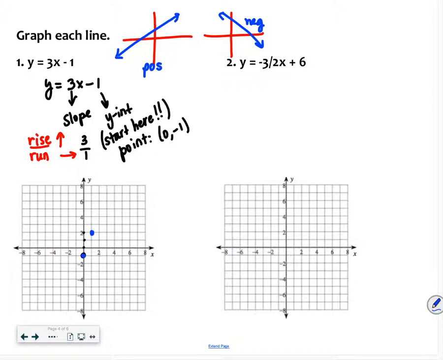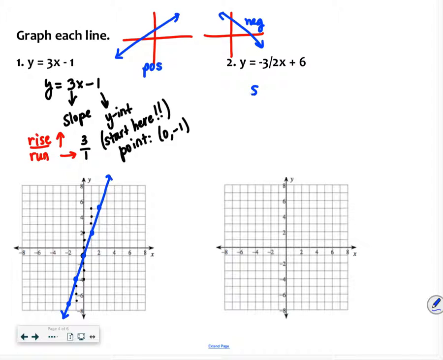So once we have that, we can connect those 2 points, or some people like to do it more than one time. So if I go 1, 2, 3 over 1, I get another point. Or if I even wanted to go down 3, 1, 2, 3, I could go to the left 1, because that still creates this positive slope. It's still going upwards when we read like a book, left to right. So you don't have to do a whole bunch of points. Really, once you have 2 points, you can draw the line.